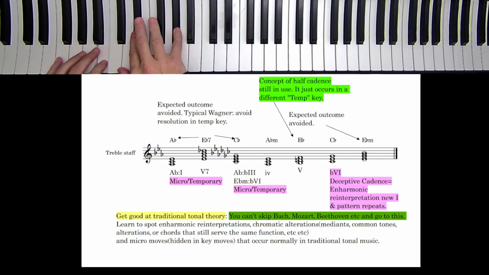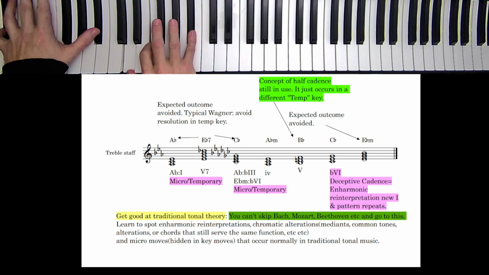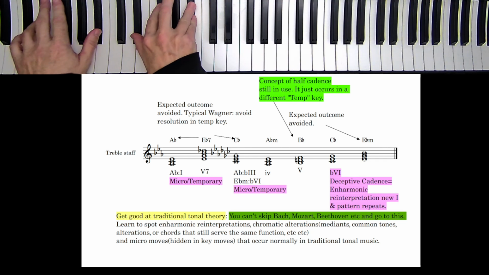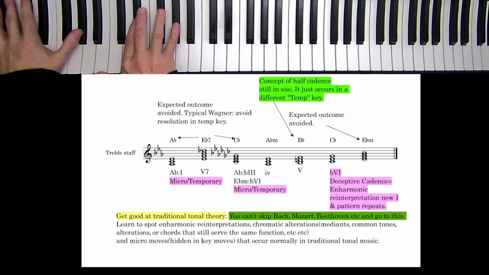Now what's this? If you look at it closely, 6, 4, 5, half cadence. So the basic concept of the half cadence is still alive, except he doesn't go to a tonic. He skips it.